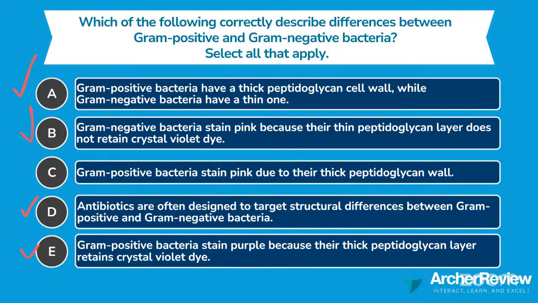Gram-positive bacteria stain pink due to their thick peptidoglycan wall? No, they actually stain pink due to their thin wall. Okay, that's the difference there. And I'm sorry, that's gram-positive. My goodness, I'm sorry. Shame on me. That's accurate, but they don't stain pink. They stain purple. Okay, so that's what's wrong here. All right, so if it said gram-positive bacteria stain purple due to their thick wall, then that would be accurate.